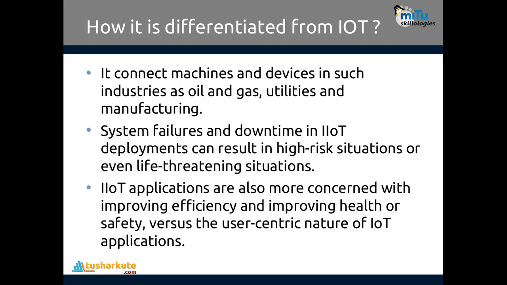IIoT applications are also concerned with improved efficiency and improved health or safety, versus the user-centric nature of IoT applications. So basically, IIoT applications are centered towards industrial things only, whereas IoT is user-centric. The user is there and is handling the systems, and based on that we implement or make use of the particular IoT system. These are the common differences between IoT and IIoT. Their architecture may be almost common, just like the brain of different animals. The brain is almost common, but the architecture is somewhat different everywhere, and the operations are also somewhat different. But overall, in general, the architecture of the brain is the same for almost all kinds of animals.